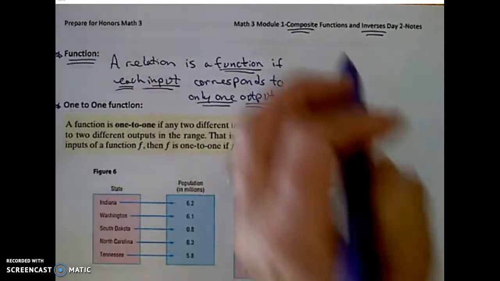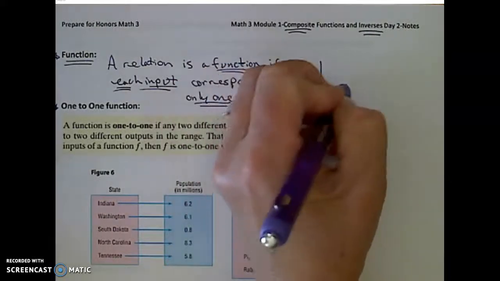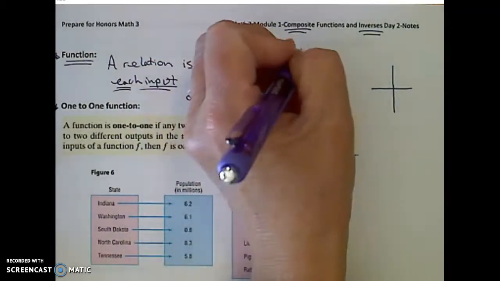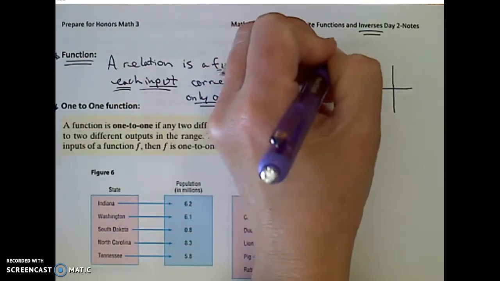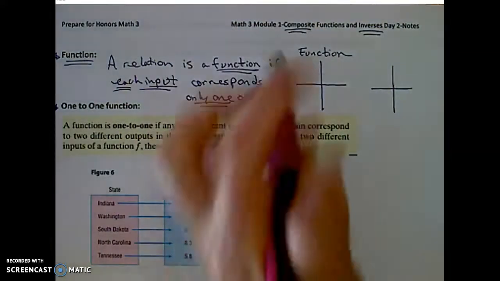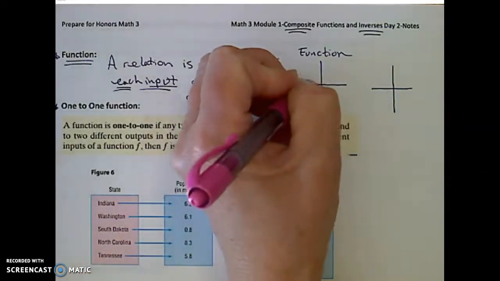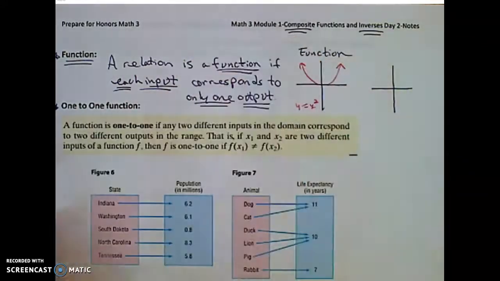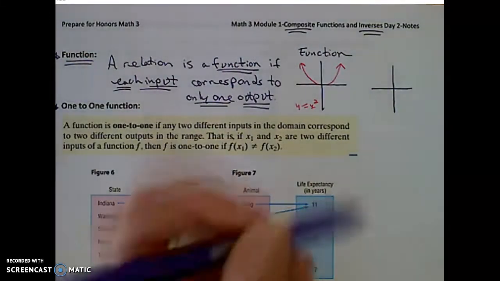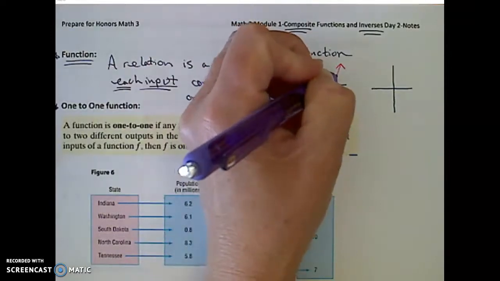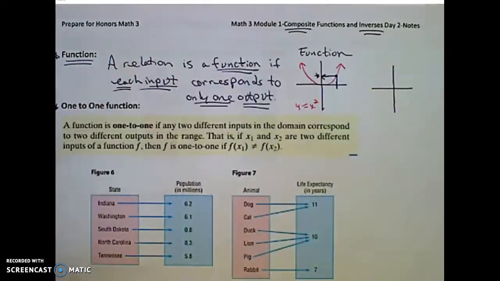Okay, so remember a couple of things that we've seen very recently. Let's compare a function, something simple like y equals x squared. This is a function. The reason this is a function is for any input that we pick, let's say this input, that input corresponds to only one output. So it's a function.